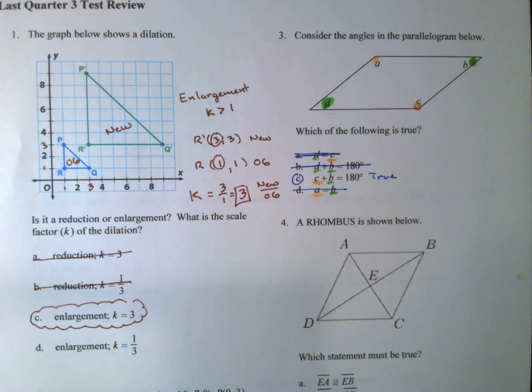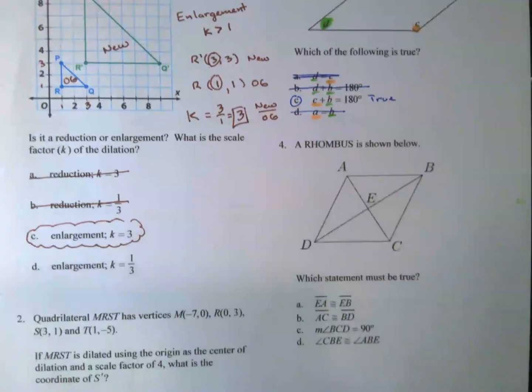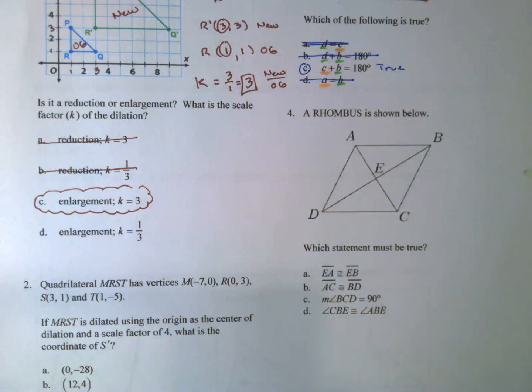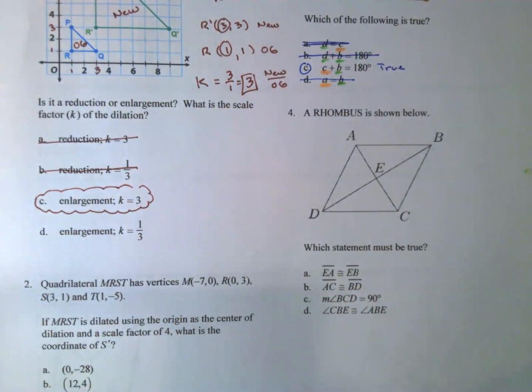All right, let's keep this thing going. Now, if we look at question number 4, it says a rhombus is shown below. You know what? We're still in the Unit 5 word wall. So here's everything we know about a rhombus.